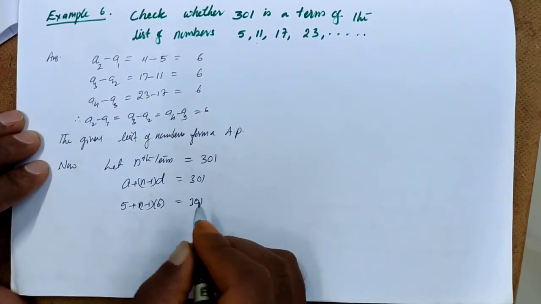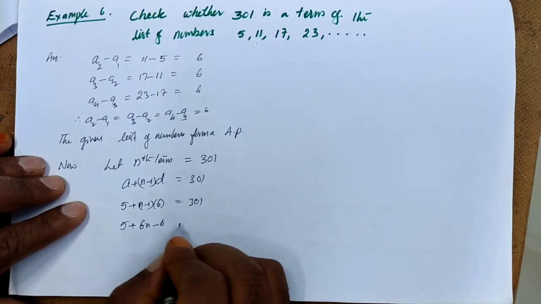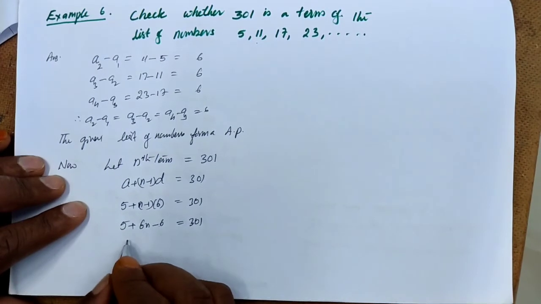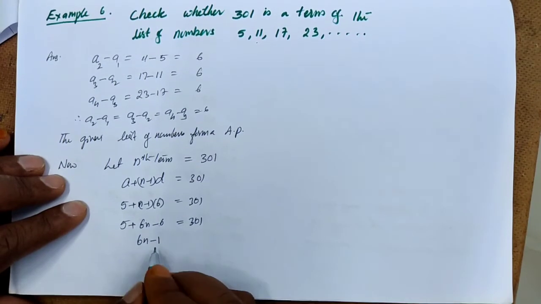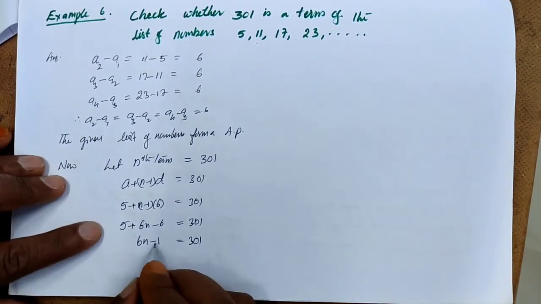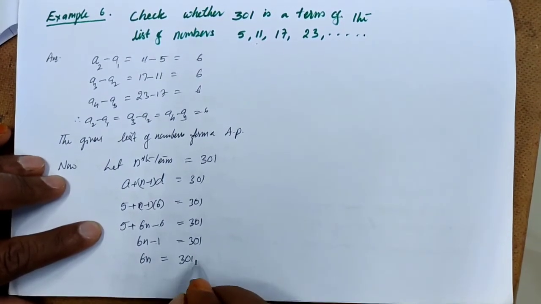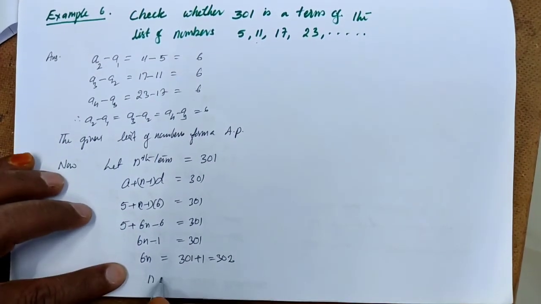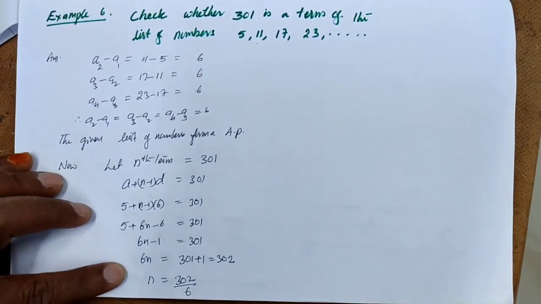is equal to 301. Now 5 plus 6 into n, 6n, and 6 into minus 1, minus 6, is equal to 301. Now the sum of 5 and minus 6 is minus 1. So 6n minus 1 is equal to 301. Now transpose this minus 1 to the other side. So 6n is equal to 301 plus 1, which is 302. Now transpose this 6 to the other side: 302 by 6.